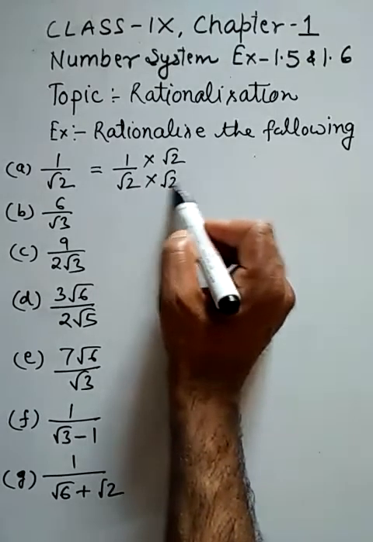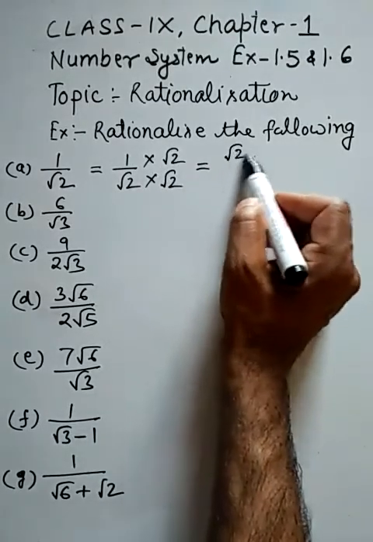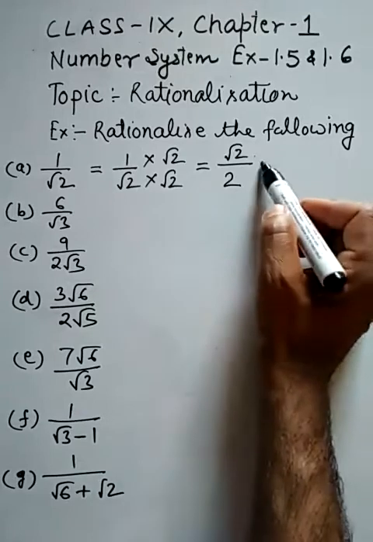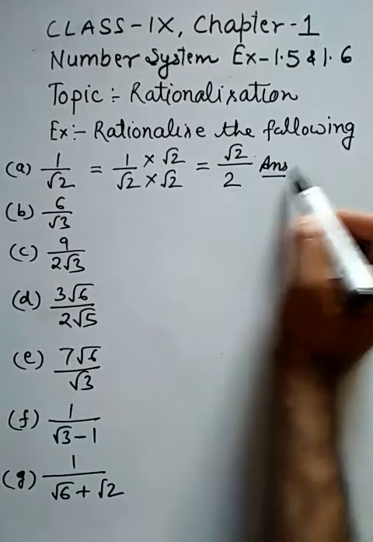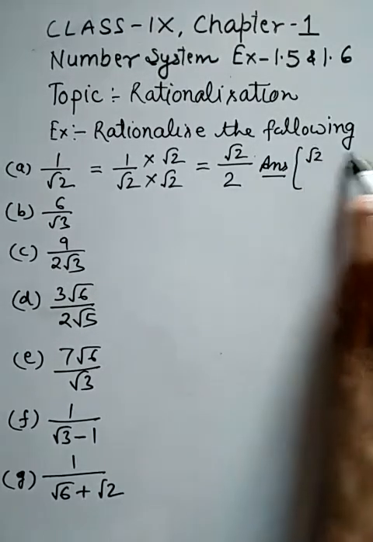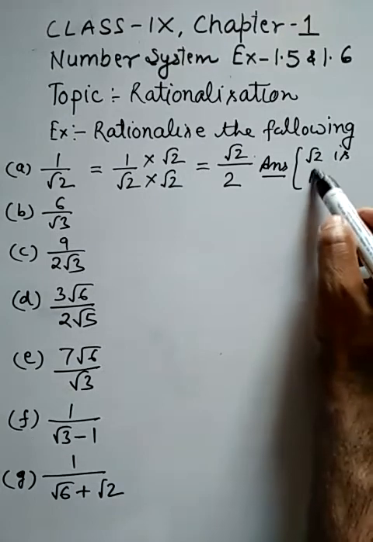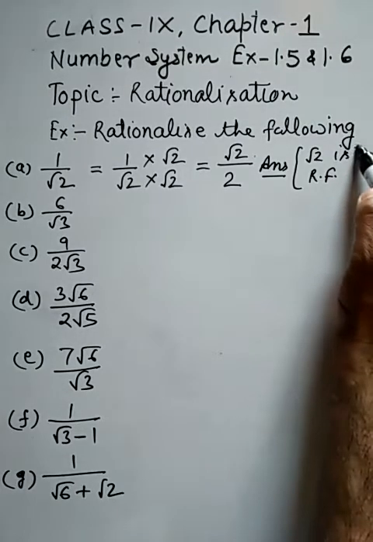So we will multiply both sides by root 2. It will be root 2 by 2. This is the answer. Here root 2 is called the rationalization factor.